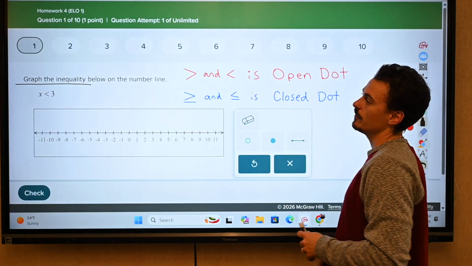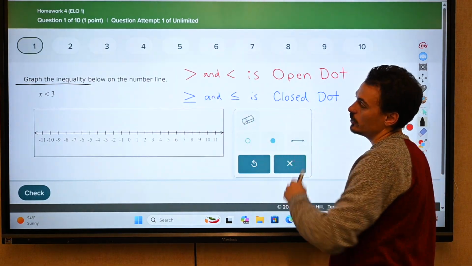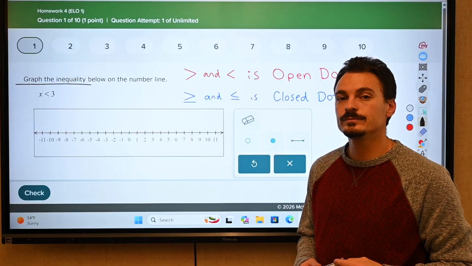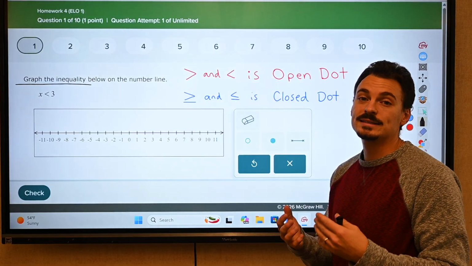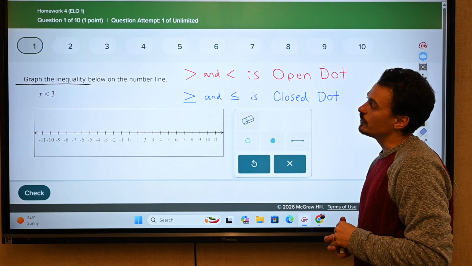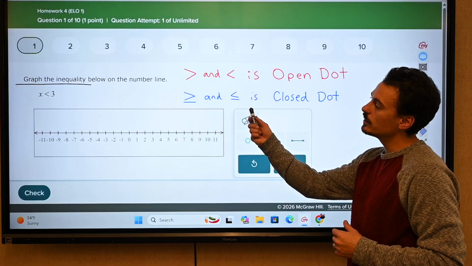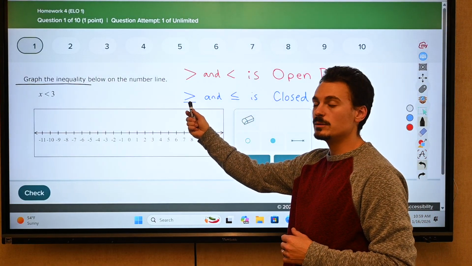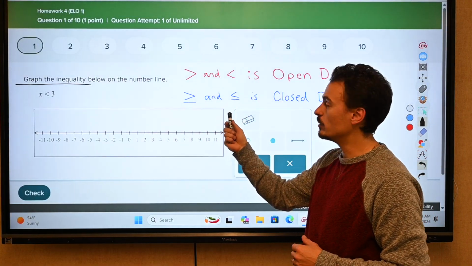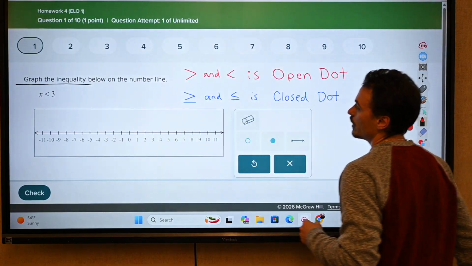If you have a greater than symbol or a less than symbol, then you're going to use an open dot at your number. We talked about that in our class lesson, so if you forgot that, you need to put that in your notes. Now, also in blue, if we have a greater than or equal to symbol or a less than or equal to symbol, it's going to be a closed dot. So here we are at 3.